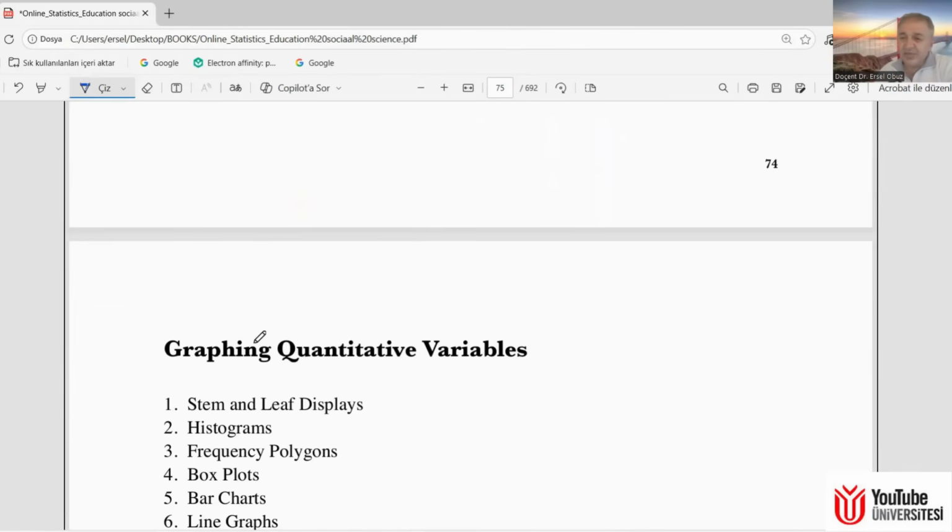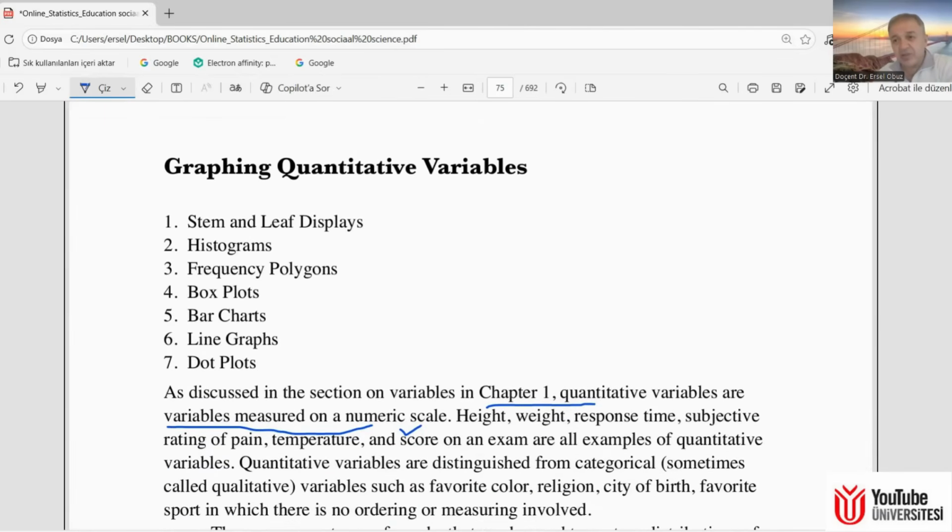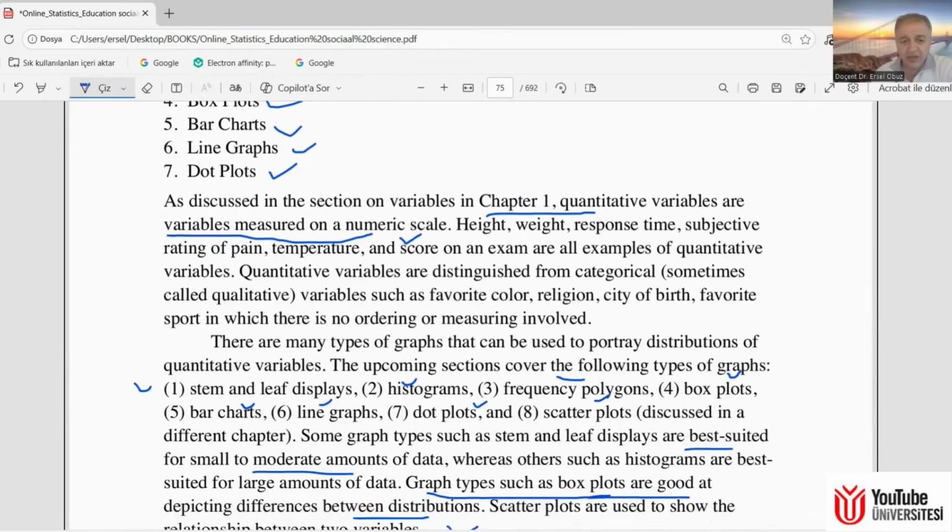When you have quantitative variables, you have several options. Actually, you have many options, I would say. Stem and leaf displays, histograms, frequency polygons, box plots, bar charts, line graphs, and dot plots. Okay, so when you say a variable is quantitative, it means it is measured on a numeric scale. So we have numbers, right? Some examples are like height, weight, response time, subjective rating of pain, temperature, and score on an exam, etc.